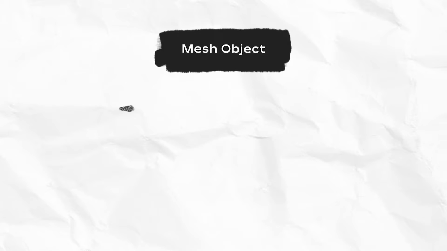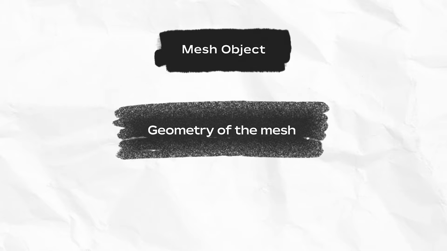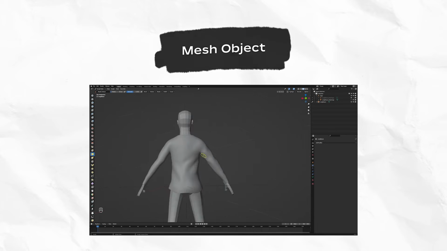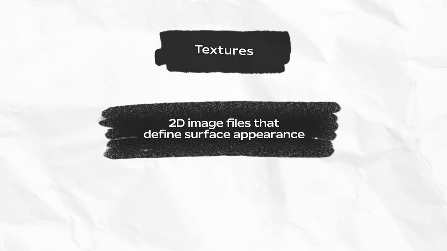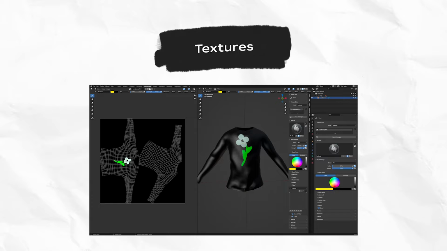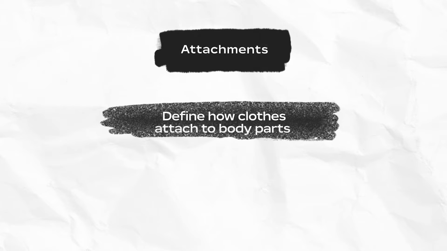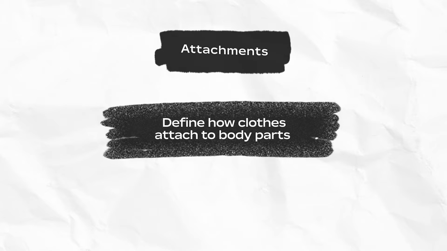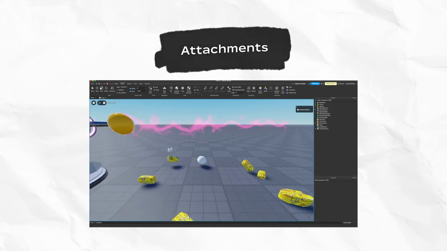A mesh object is the geometry that makes up the layered clothing item itself. This is the thing you're making, so in this example, a shirt. Textures are 2D image files that map to or define the surface appearance of your layered clothing item. Attachments, called attachment points, define which body part a layered clothing item is connected to. This is used to associate it with the correct body part when the body ragdolls or is dismembered.